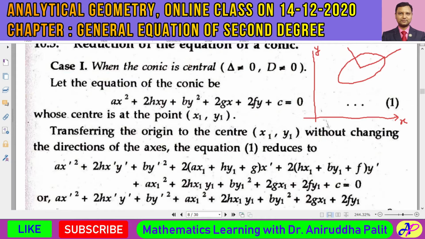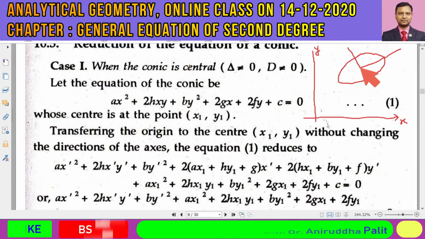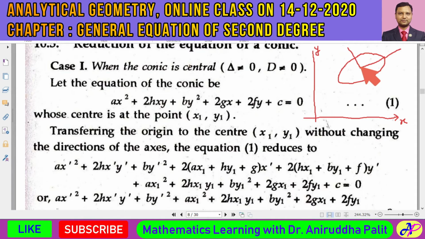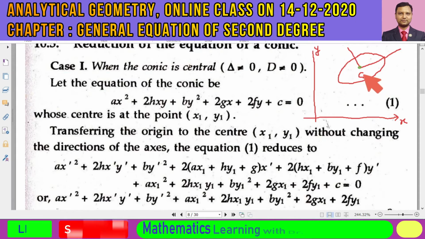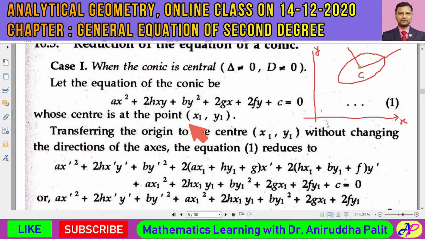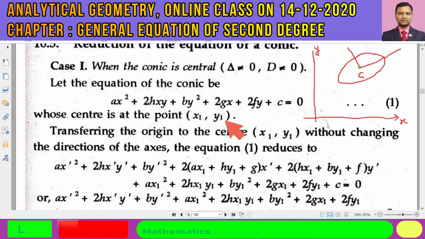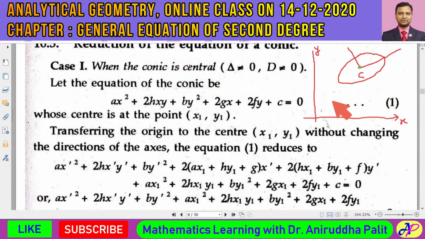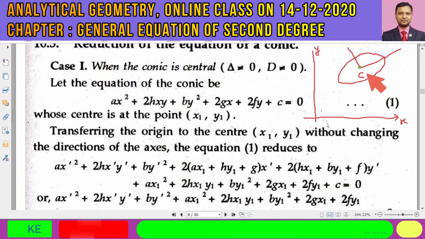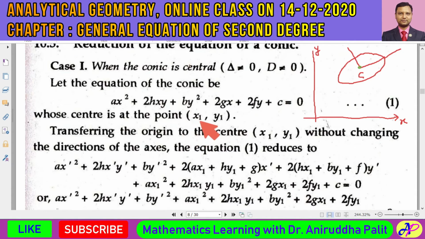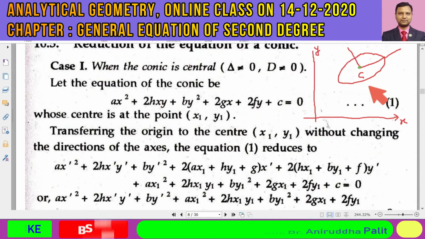And this is the center. Suppose this is the center. Let us call it the center point C, C for center, and it has the coordinates x1 comma y1. This is our assumption, and we have to find out the value of x1 and the value of y1.